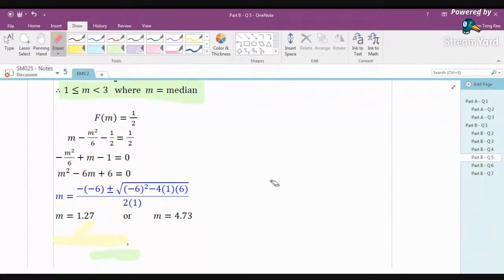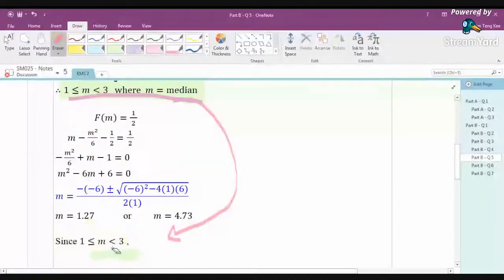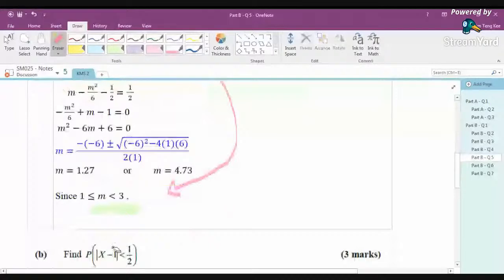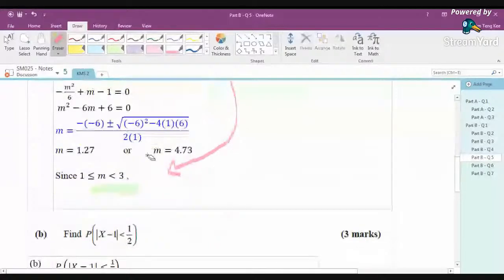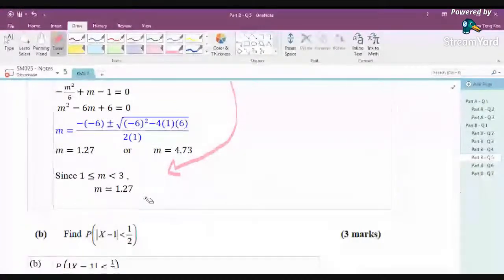In this question here, it doesn't specify how many decimal places they want, so I keep the answer in three significant figures, 1.27 and 4.73. And then from there, we decide which one is supposed to be our answer. Based on what we found just now, since we want this interval for m, our answer equals 1.27. In other words, we reject 4.73.